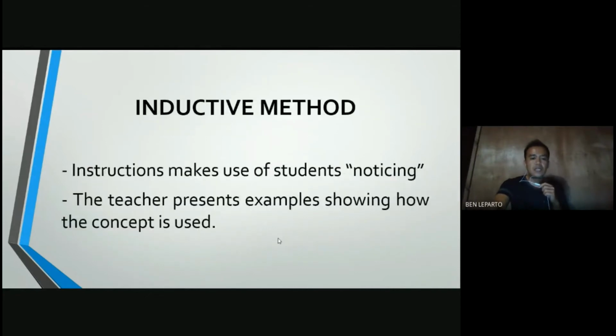The third one is the inductive method. The inductive method goes from specific to general. Instruction makes use of students noticing. The teacher presents examples showing how the concept is used. The subject is presented from the specific, then going to the general sense of it. The students are merely noticing the method the teacher uses, and how the concept is being used during the discussion.